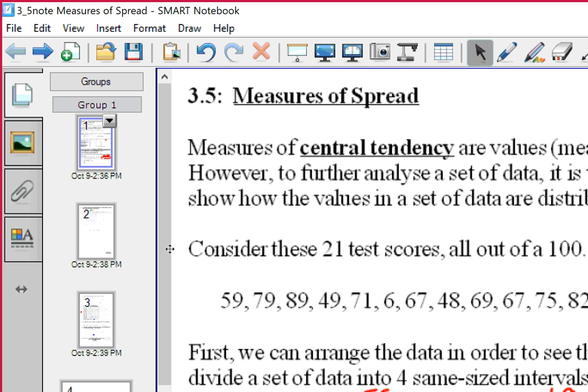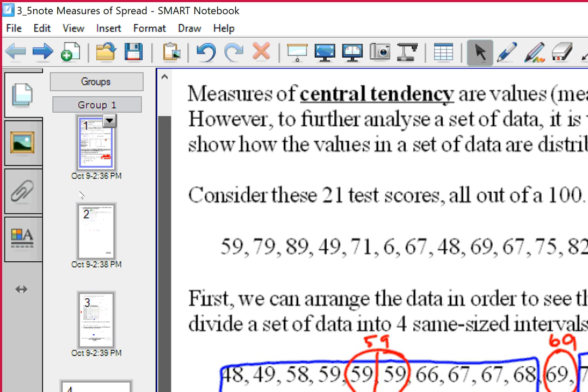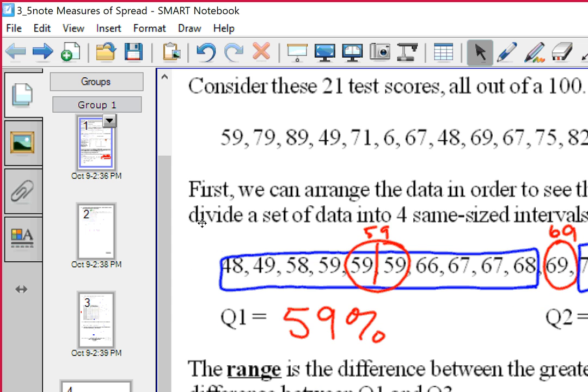Now, the range is different, right? The range is the difference between the least and greatest values in a data set. When we're talking about the interquartile range, we're talking about the difference between quartile 1 and quartile 3. So we're literally just going to take the interquartile range to be Q3 minus Q1, which is this, and that's our answer.